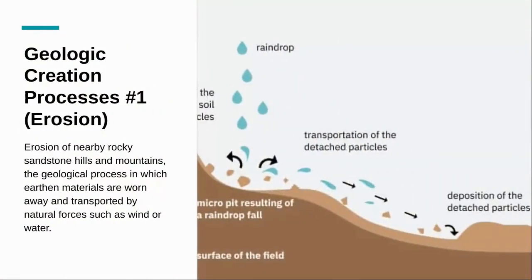Okay, process of creation number 1 is erosion. Erosion of nearby rocks, sandstone hills, and mountains, the geologic process in which earthen materials are worn away and transported by natural forces such as wind or water.